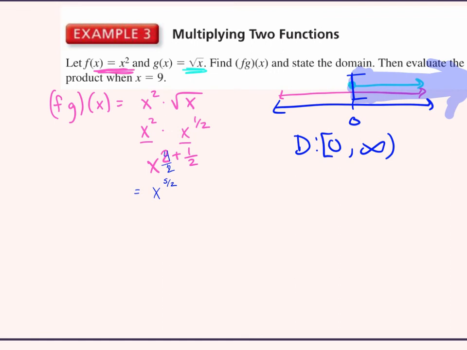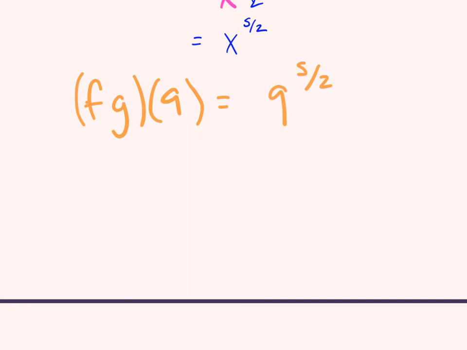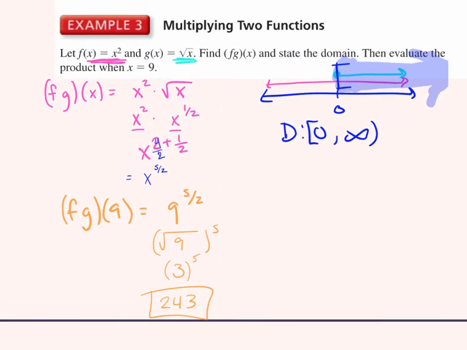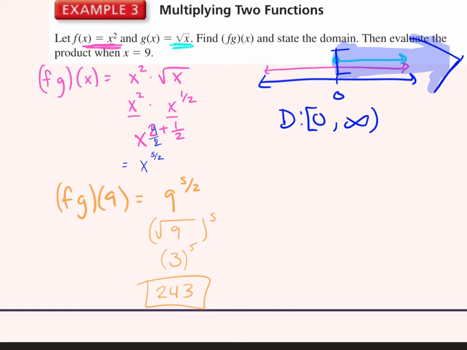Alright, so now we have to evaluate when x is equal to 9. So I'm going to plug 9 into my x in my new function. So f times g of 9. So 9 to the 5/2 power. How do I evaluate this? Square root of 9 to the 5th power. What's the square root of 9? 3. So 3 to the 5th power. What's 3 to the 5th power? 243. Any questions here?